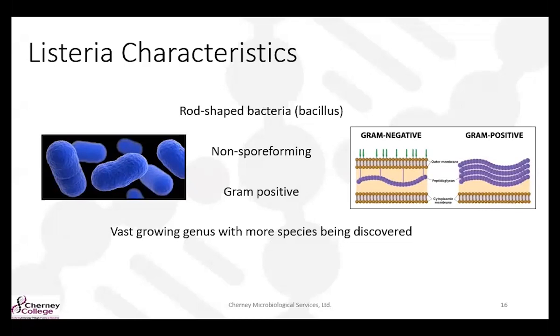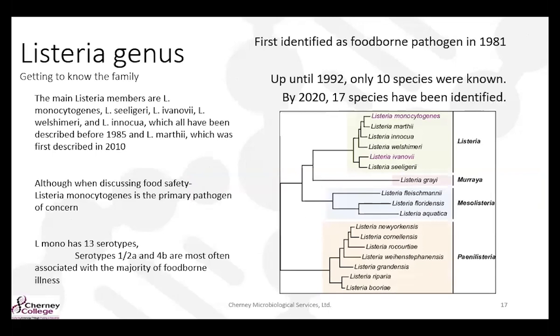The Listeria genus is very fast growing. More and more species are still being discovered. So Listeria genus first came on the scene as a foodborne pathogen in 1981. From 1981 to 1992, only 10 species of Listeria were known. During 2020, there were 17 species total that had been identified.